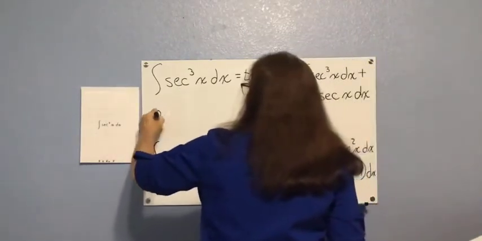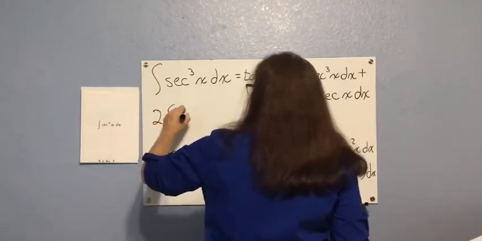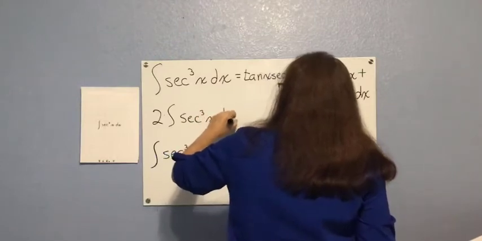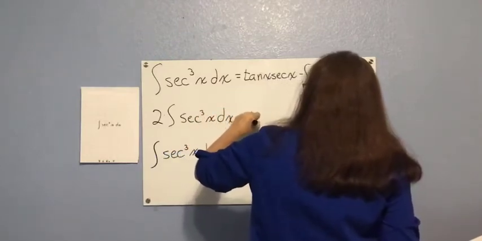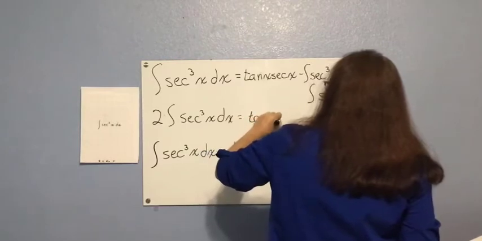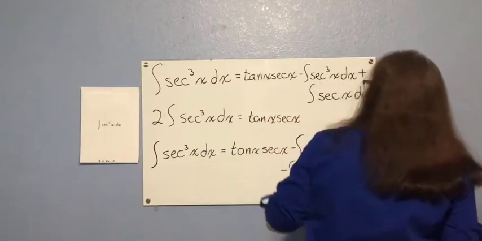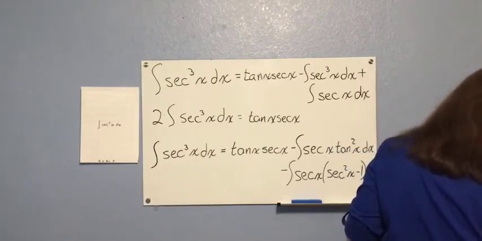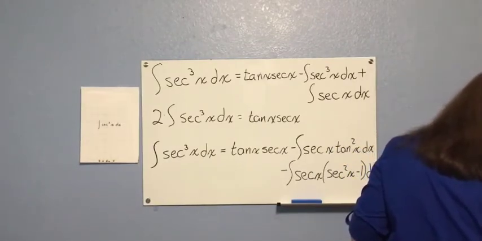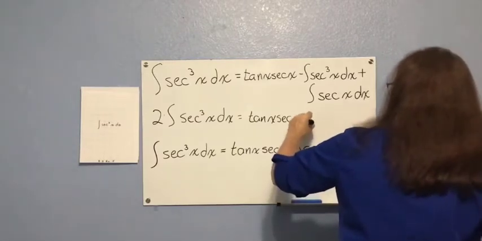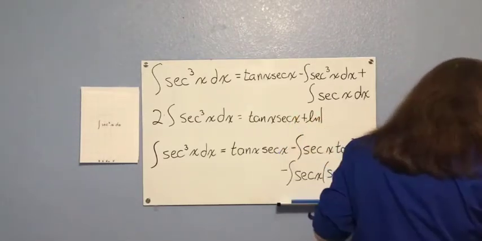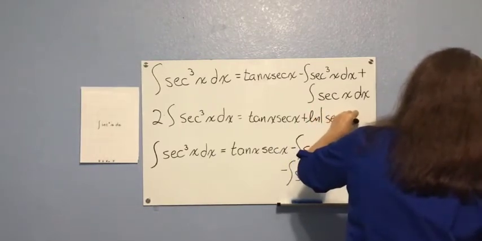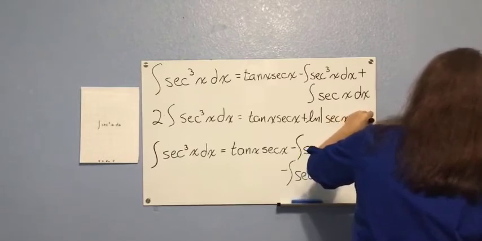But I'm going to move this piece over here. So now I will have two integrals of secant cubed x dx equals tangent x secant x, and then the integral of secant x is going to be natural log absolute value of secant x plus tangent x.